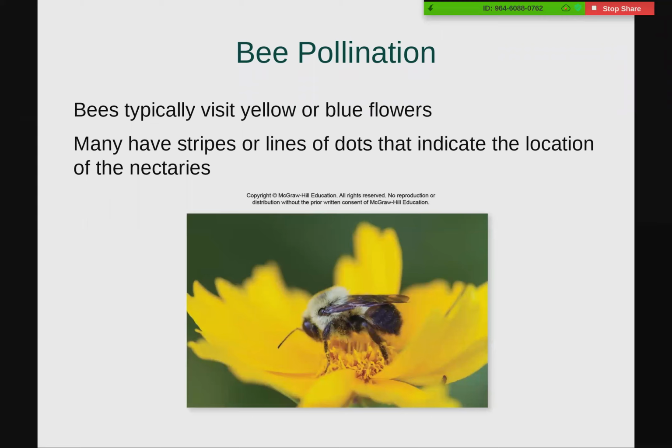So we'll talk about the bees because the bees are certainly important. And if you wanted to know why it's called the birds and the bees, well, this is where it comes from. Now, bees typically visit yellow or blue flowers, and many of the flowers have stripes or lines that indicate the location of the nectaries. So pollination works because flowers provide a sweet, delicious treat, nectar, that bees or other organisms can eat, which entices them to come to the flower, picking up the pollen and bringing it to another flower.